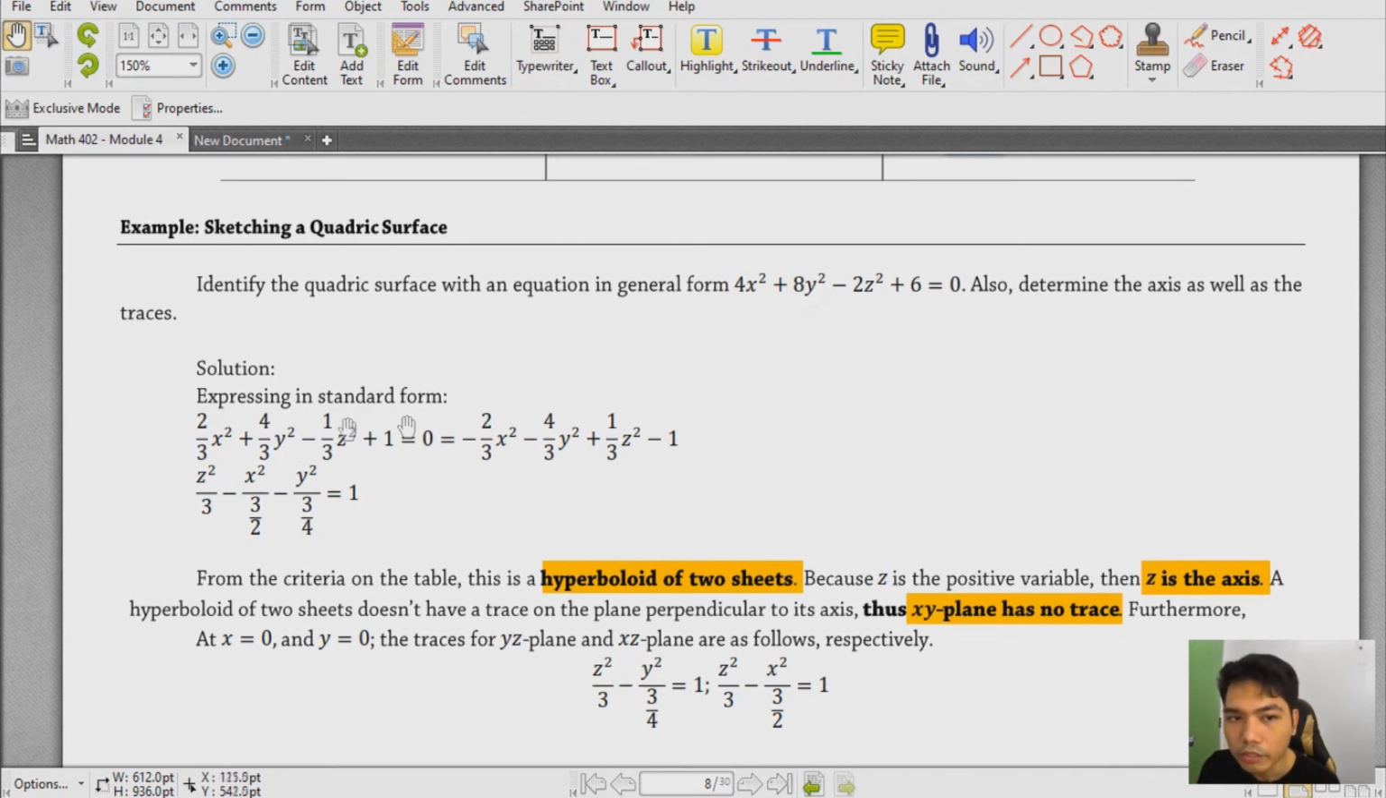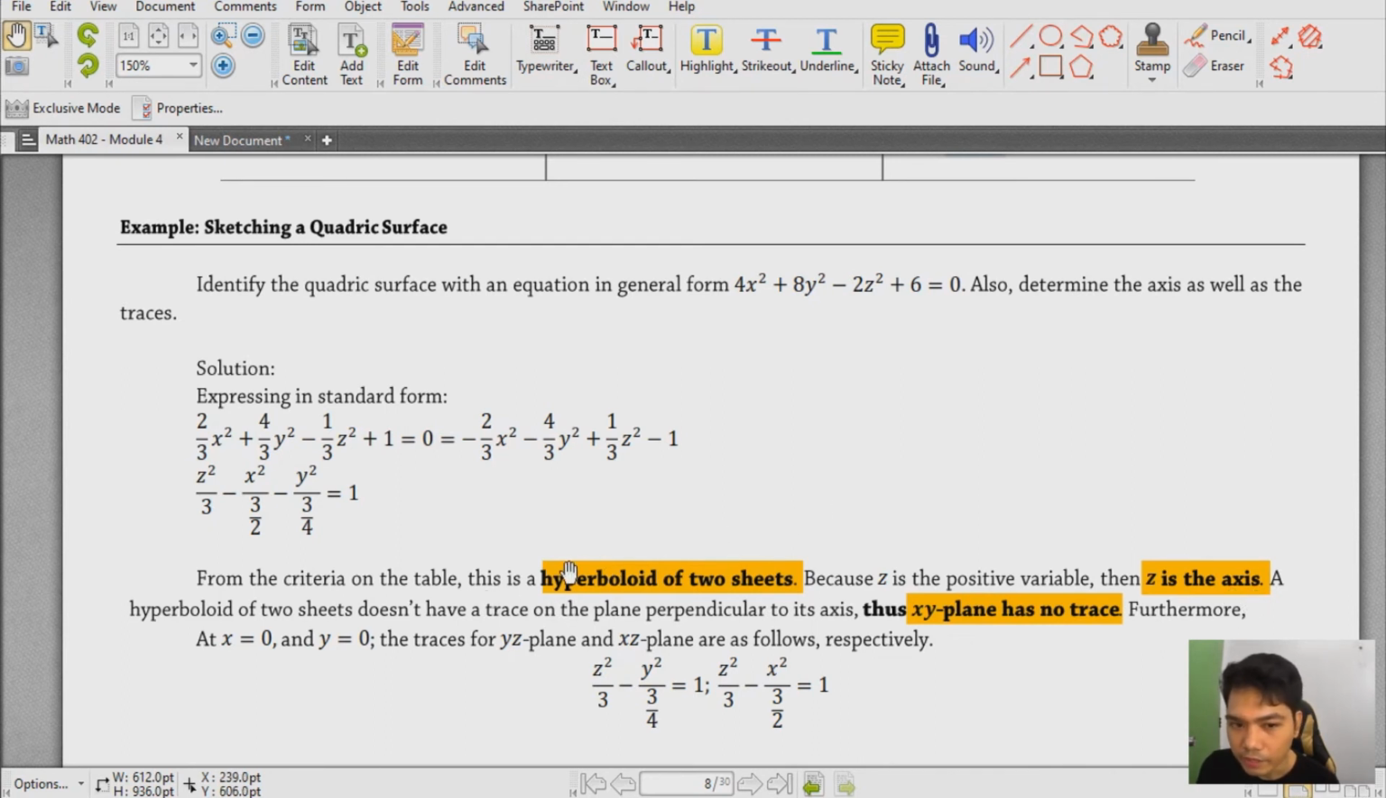Here, we divided it by 6 right away, and simplified to 2/3 and then minus 1. Then we moved the 1. So, z squared over 3 minus, minus. What equation is this, since we have two minuses? You have to expect that this is a hyperboloid of 2 sheets because we have two minuses, and our axis here is the positive variable. So z is the positive variable, so z is the axis.